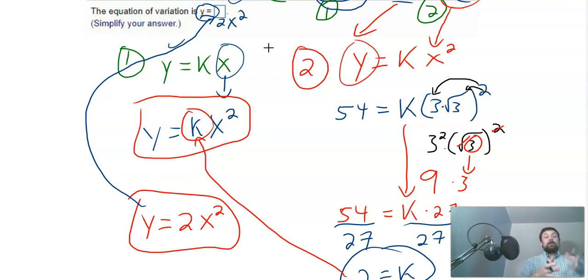Sometimes they'll ask you first for k. If they ask you for k, they'll say k is equal to blank. You would just type in 2. Once you get that right, then it moves on to this part. And you would type in 2x squared. Not kx squared, not just 2, not 54. Sometimes students say, oh, y is equal to 54. It was only equal to 54 in this instance, but it's not asking for the value of y in that instance. It's asking for the equation. And so you'd want to type in 2x squared.